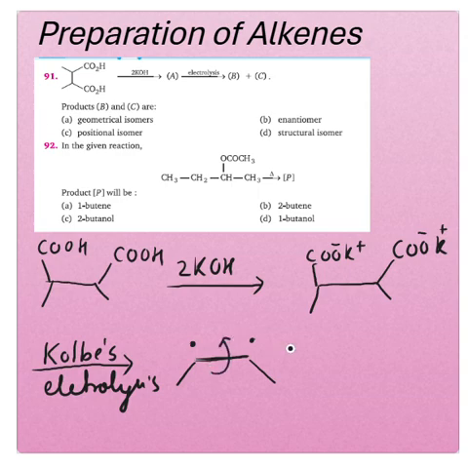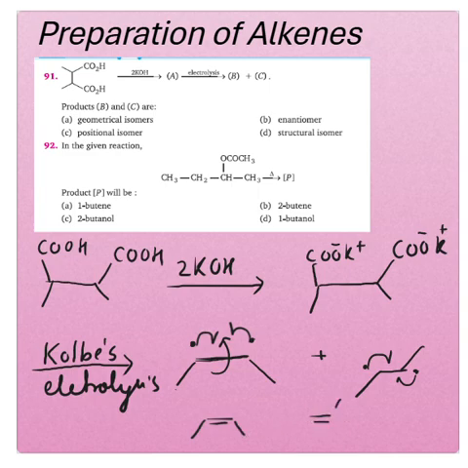There will be free rotation. Therefore, there is a possibility that it will undergo free rotation and these two methyl groups can go in the opposite direction. These two free radicals will get neutralized by forming a pi bond like this. Since it is a free radical, I am using fishhook arrows. Fishhook arrows indicate it's a free radical mechanism.